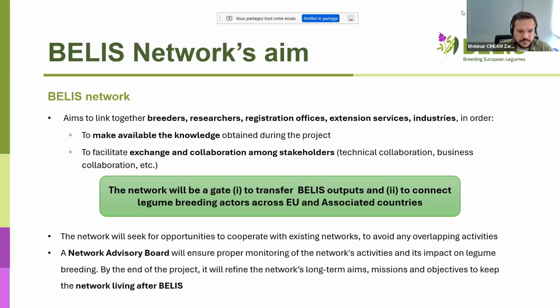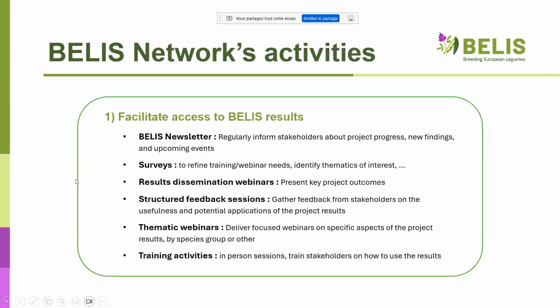So here there is this green sentence. The network will be a gate to transfer BELIS output and also to connect legume breeding actors across EU and associated countries. So based on these 2 points, first of all, BELIS network activities.